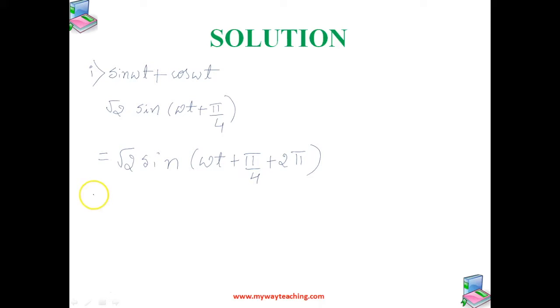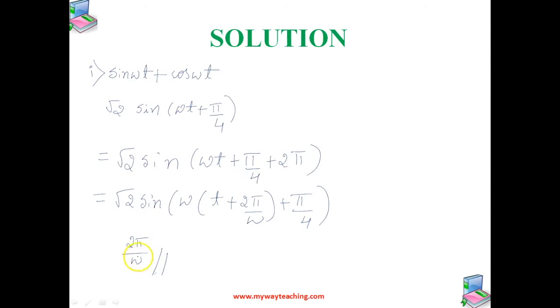And in general, we can write it as square root of 2 sine, taking omega common, omega times t plus 2 pi by omega, plus pi by 4. So this is what this equation represents. This equation is a periodic equation, with the period of the function being 2 pi by omega.